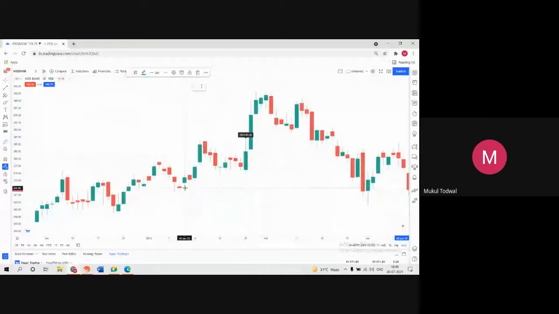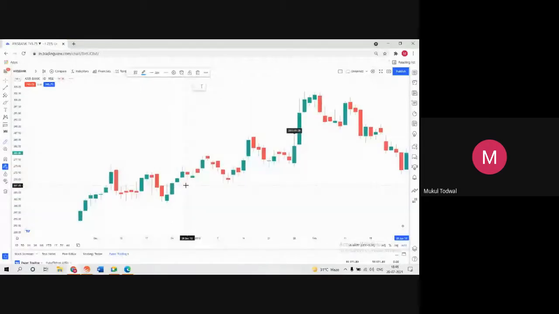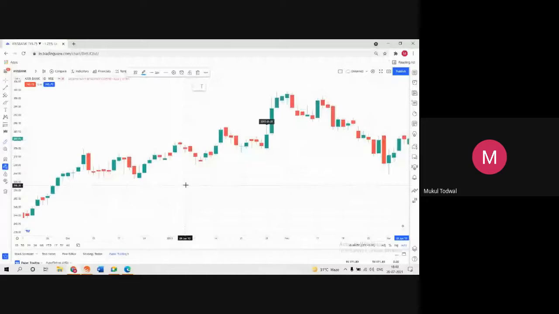Over here you can see a red candle followed by a green candle. The size of the green candle is very big, and for the upcoming sessions you can see the stock has gone upward only. And if you see what could have been your profit, you could have made a profit of around 7% in the upcoming 4 days.